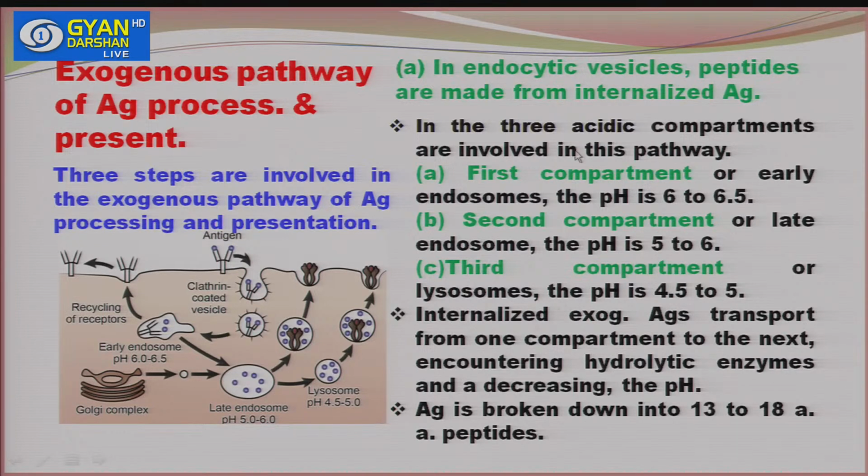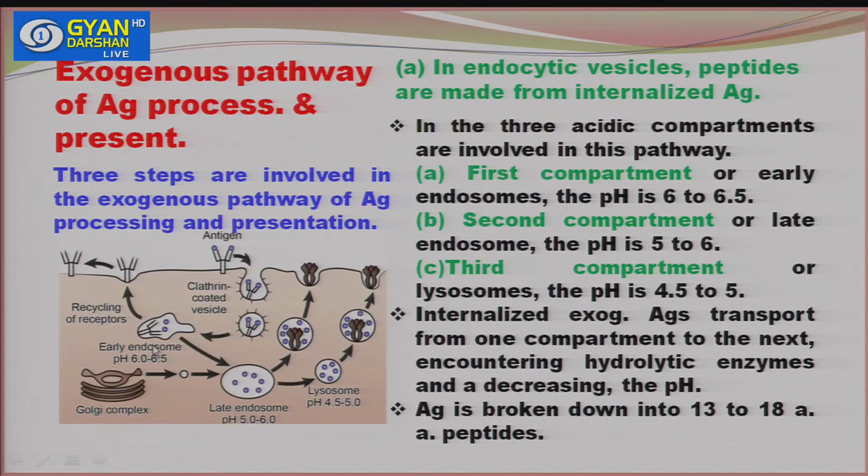They will convert into peptides while encountering the hydrolytic enzymes and decreasing pH. An antigen is broken down into 13 to 18 amino acid peptides. So here 13 to 18 amino acids are required, but in case of endogenous, it requires 8 to 10 amino acids.